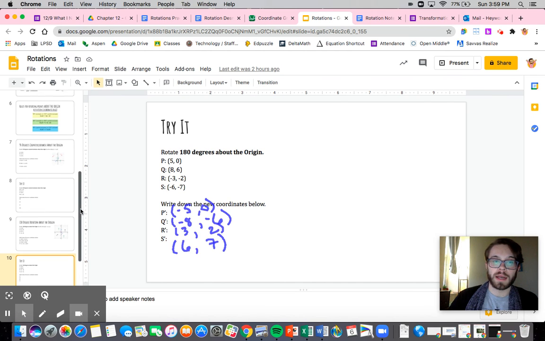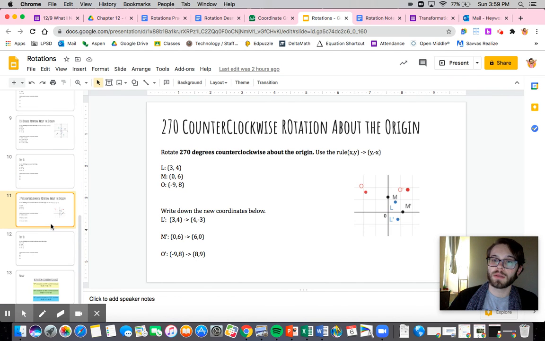Okay? And now let's look at one last example. So we are now going 270 degrees counterclockwise. Again, counterclockwise is to the left. 270 means we move 3 quadrants. And we're going about the origin. The origin is still my center of rotation. And so we are going to use the rule x, y, which goes to y, negative x, right?